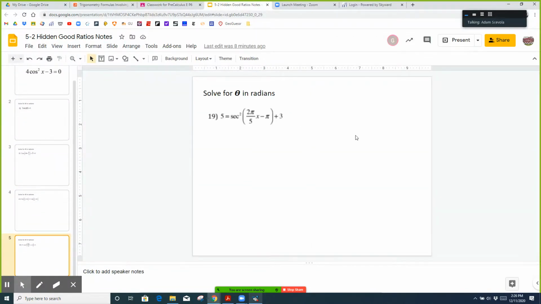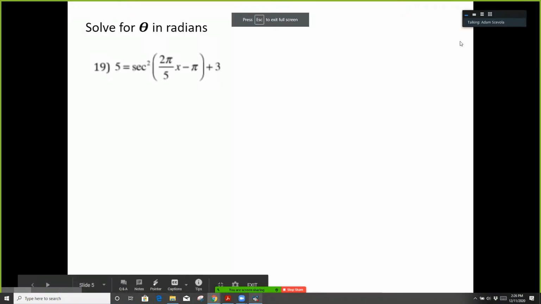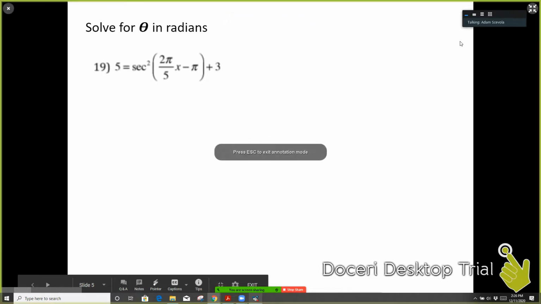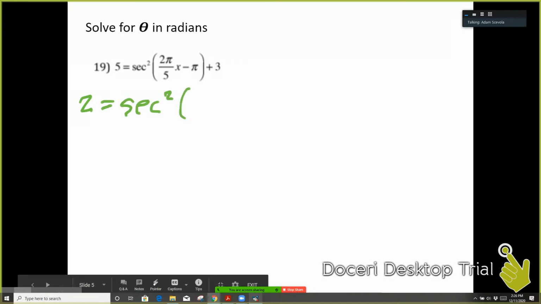But this last one, I just want to go over it because it involves secant and also something squared. So I won't go through checking it with a graph unless you want me to. But the way we're going to solve this is isolate secant squared. So subtract 3. Then we get secant squared is equal to 2 pi over 5 minus pi. Take the square root.